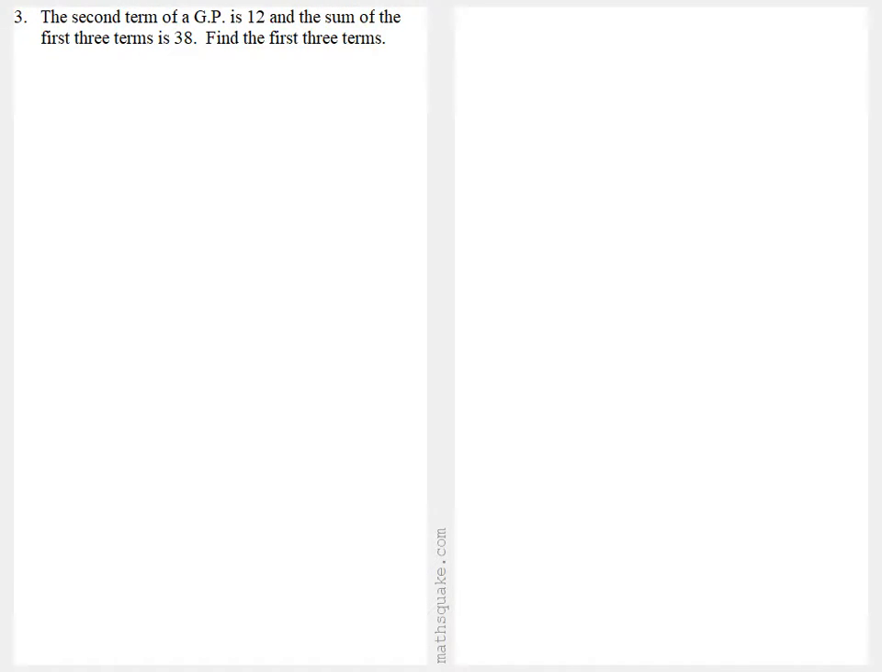In question 3, we're told the second term of a GP is 12, and the sum of the first 3 terms is 38. Find the first 3 terms. Well, we can let the first 3 terms be A, AR, and AR squared. Then we know the second term is 12, and so AR is equal to 12. We also know the sum of the first 3 terms is 38. So A plus AR plus AR squared equals 38.